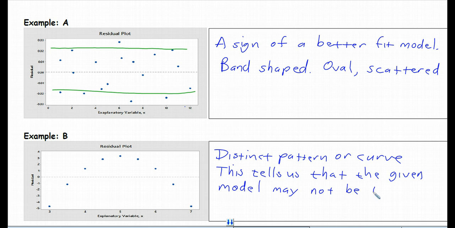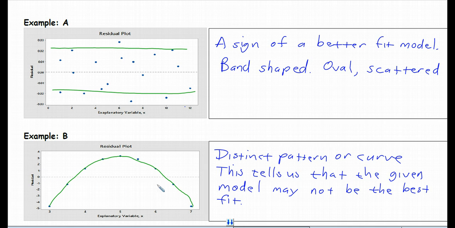Not be the best fit. So what's interesting when we have this is, well, we see this distinct curve here. And if we look at nonlinear models, this is actually what's called a parabola or a quadratic. And it kind of gives us this idea.